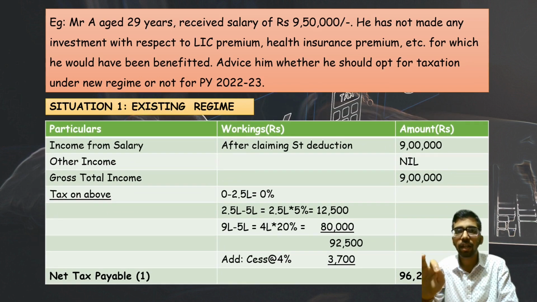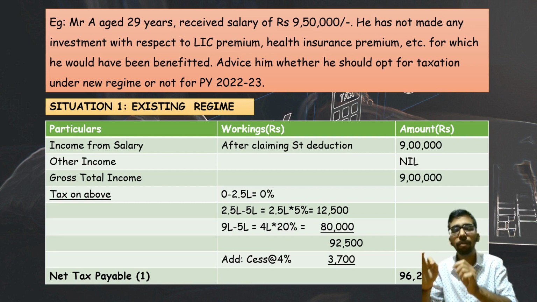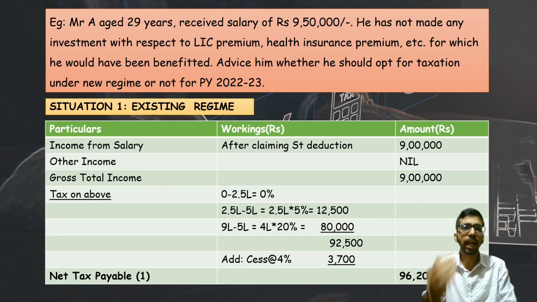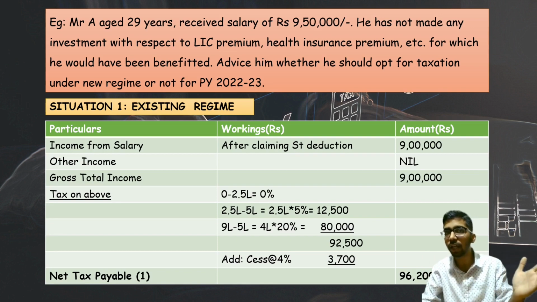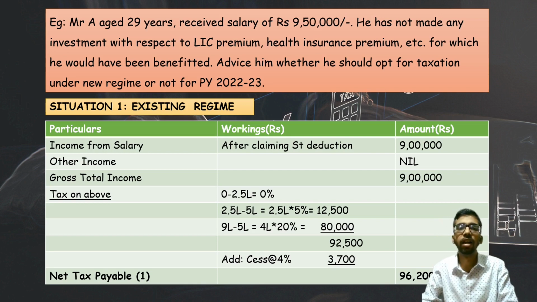His income from salary after claiming the benefit of standard deduction is 9 lakh, that is 9.5 lakh minus 50,000. Other income is nil, hence gross total income will be 9 lakh. If you apply the tax rate as already discussed in our tax rate comparison slide, the tax amount will come around 92,500. If you add the cess of 4%, the net tax payable is 96,200.